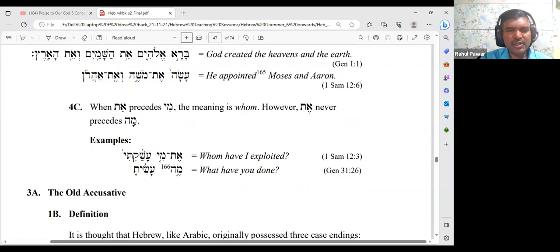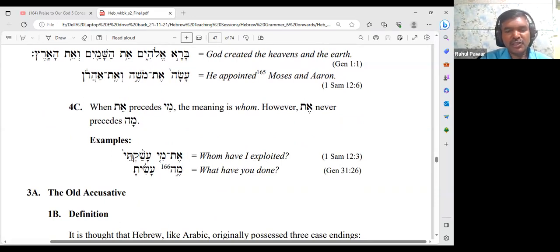Now, one important thing they have given over here is when eth precedes me, that means who. The meaning is whom. However, eth never precedes ma. Me is used for personal pronoun. So when they use eth me, that means whom. Whom ashakti. Whom have I exploited.